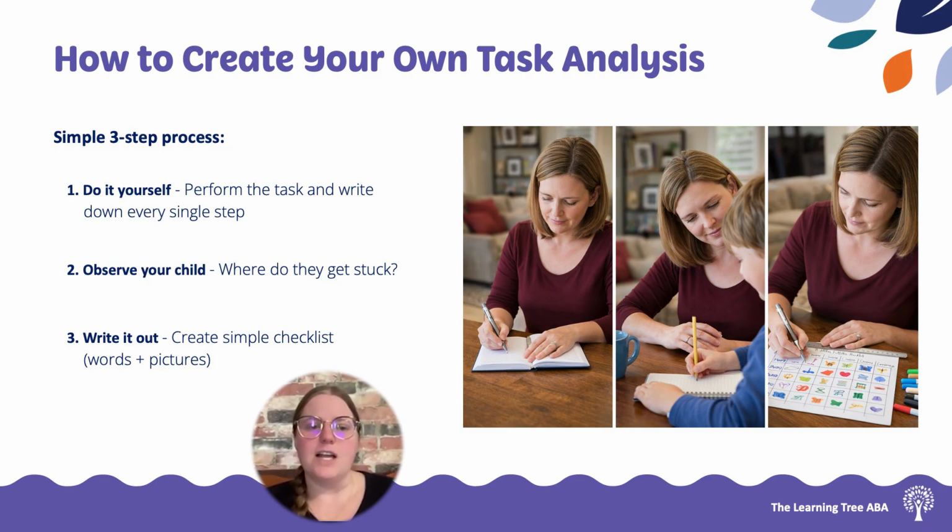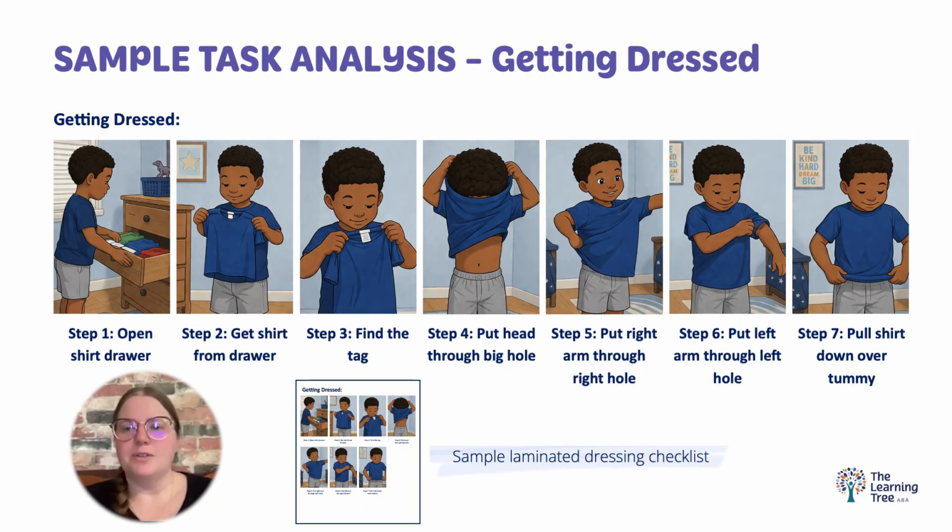And the next step is to write it out. Create a simple checklist with both words and pictures. Here is a sample task analysis for getting dressed. Step 1, open the shirt drawer. Step 2, grab one shirt from the drawer.